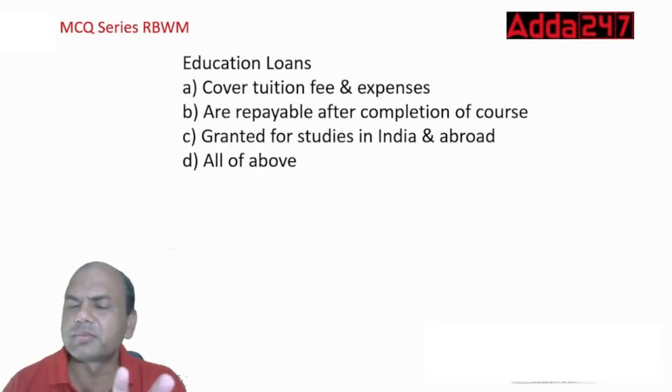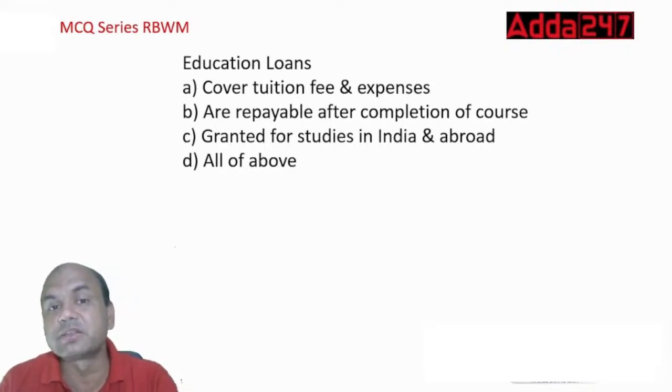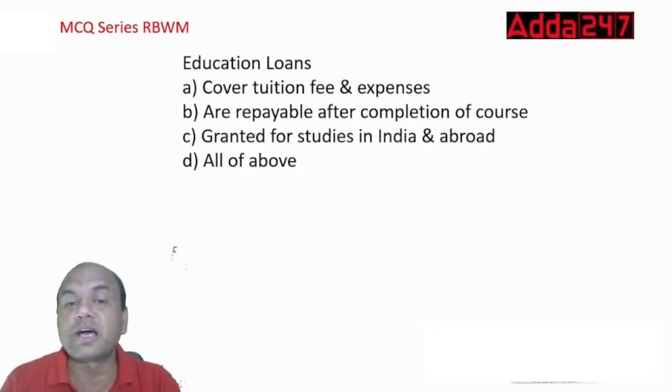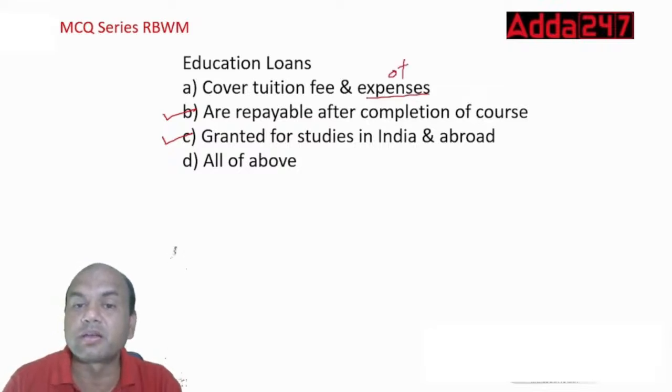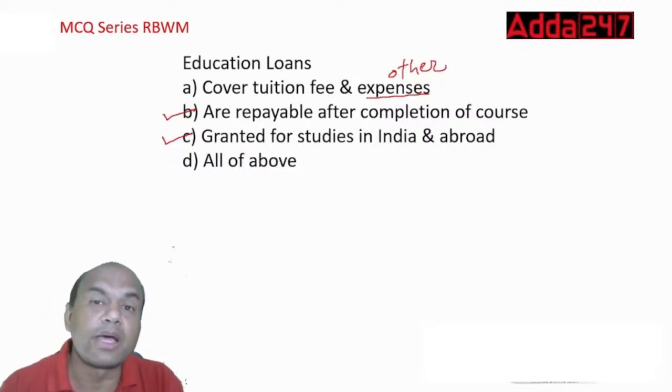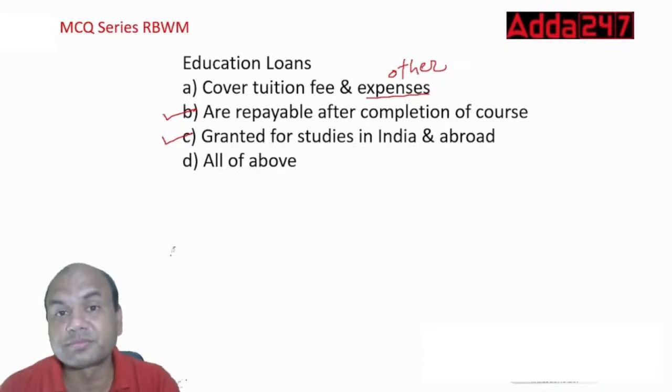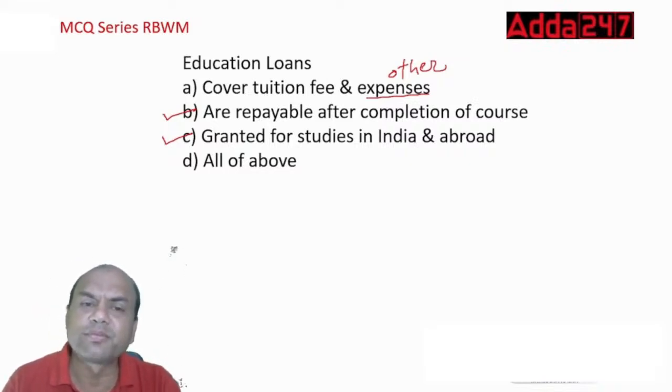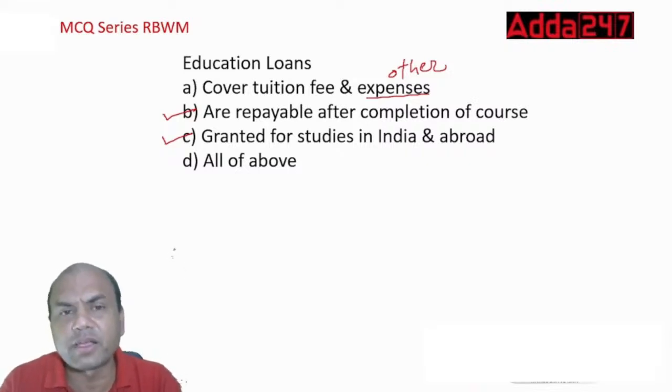Now a bit difficult one. Earlier ones were simple, now difficult. Education loans, they cover what? Tuition fees and expenses, are repayable after completion of the course, granted for studies in India and abroad, and all of the above. Now see here, B is correct, C is correct. But what about A? Does education loan cover tuition fees and other expenses? Does it cover the hostel fees? Does the education loan cover my daily expenses for staying there, my food expenses? Or does it cover only tuition fees? So the correct answer is, that's why I said, now we'll be coming to the difficult part.